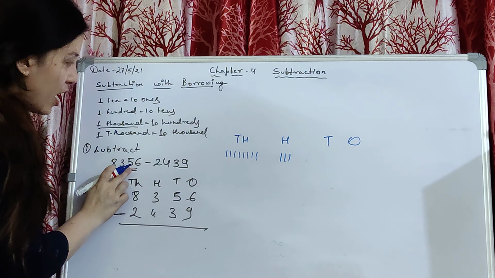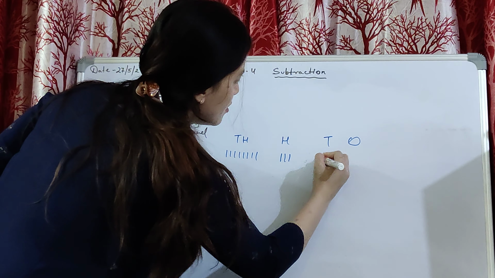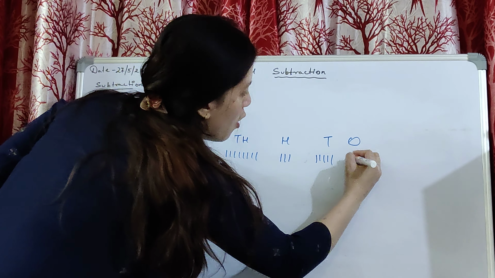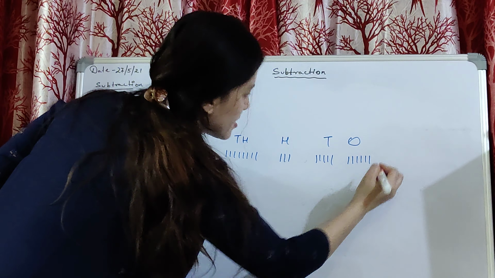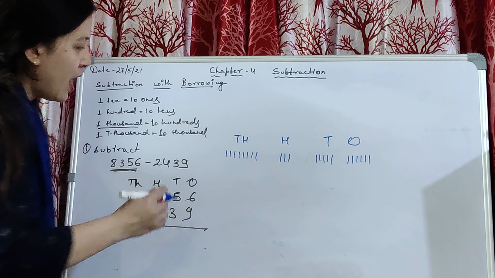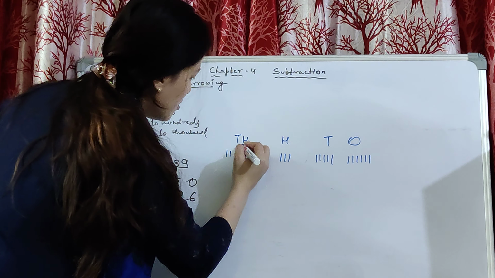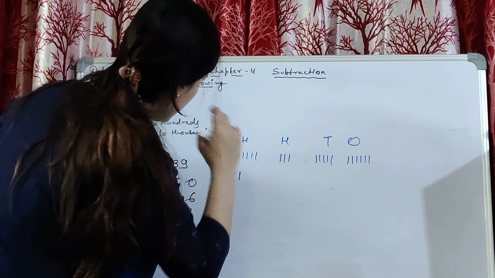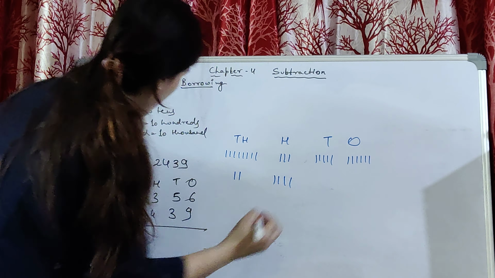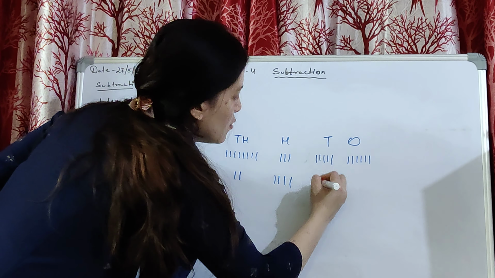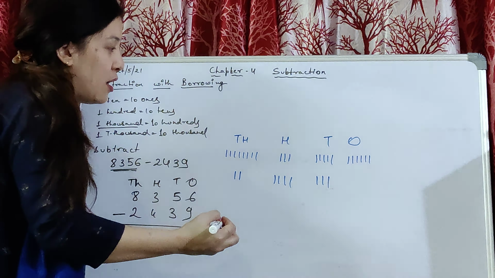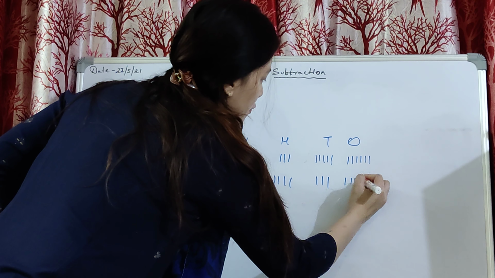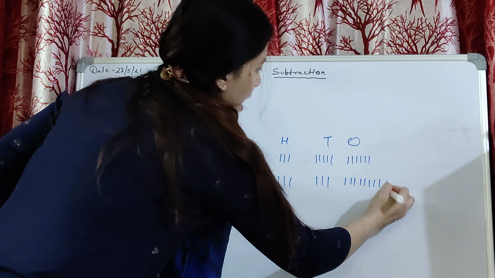Okay, and in tens place there is 5. 1, 2, 3, 4, 5. And in ones place there is 6. 1, 2, 3, 4, 5, 6. Okay, you write like this. And below, in 1000 place there is 2. 1, 2. Okay, in 100 place there is 4. 1, 2, 3, 4. Then in tens place it is 3, and in ones place it is 9. 1, 2, 3, 4, 5, 6, 7, 8, 9.